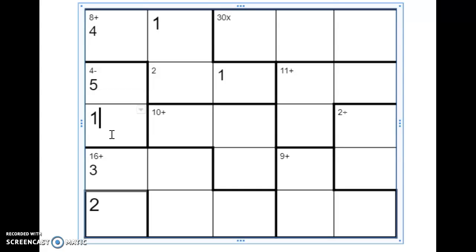Then we would go on to the 11 plus box, and we know that in row 2, all numbers except 3 and 4 have been used, so they must be 3 and 4. So 3 plus 4 equals 7, and what plus 7 equals 11? It would have to be 4. So then we would know that this one would be 4, and because we cannot have another 4 in this column, that one would have to be 3, and this one would have to be 4.